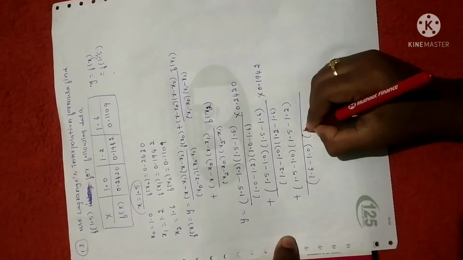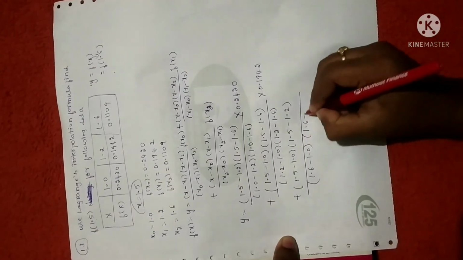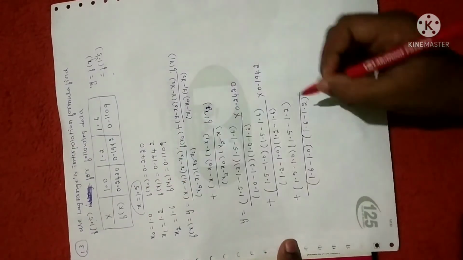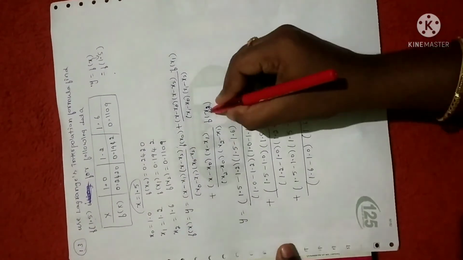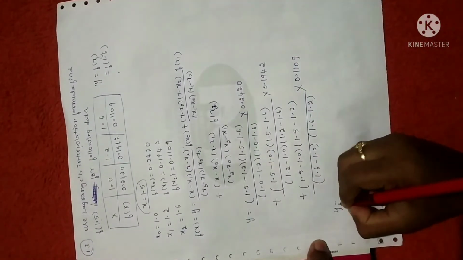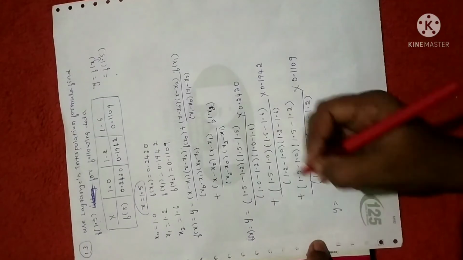Again x2 is 1.6 minus x1 is 1.2. So whatever the data I have written here, I have just copied the same into f of x2. F of x2 is 0.1109. Now use the calculator to simplify this. So I'll just use the calculator.